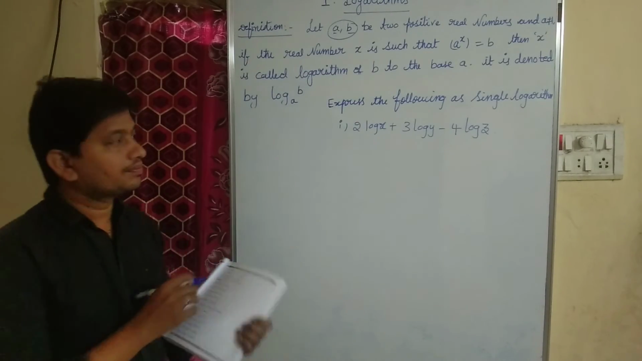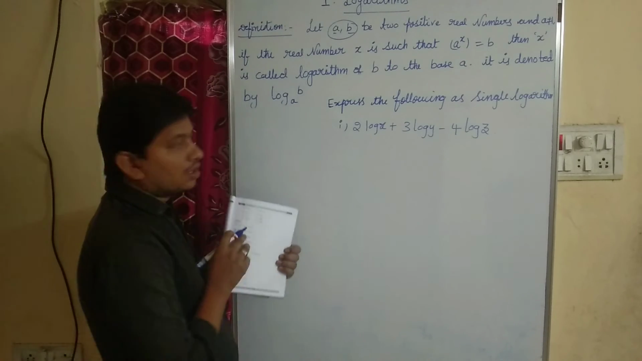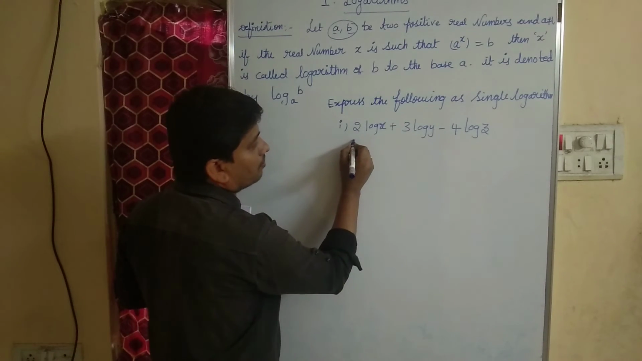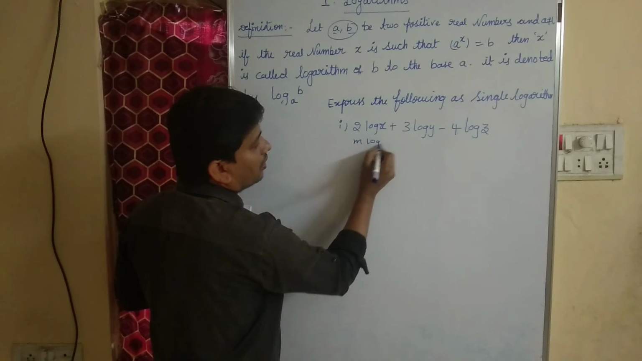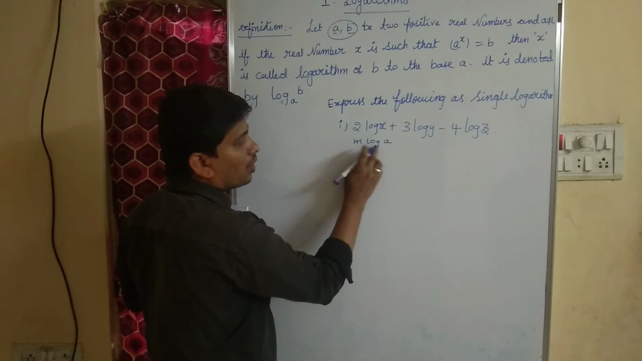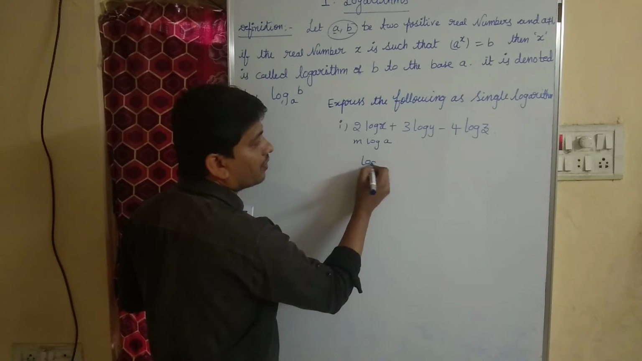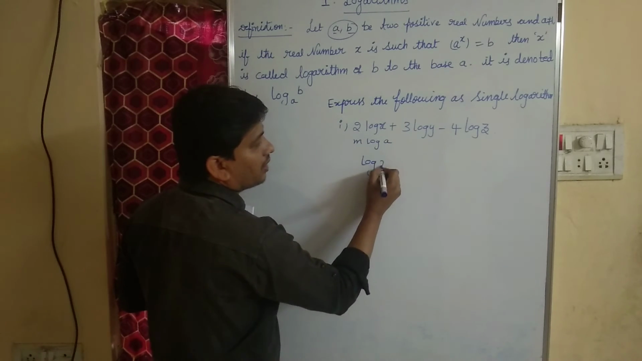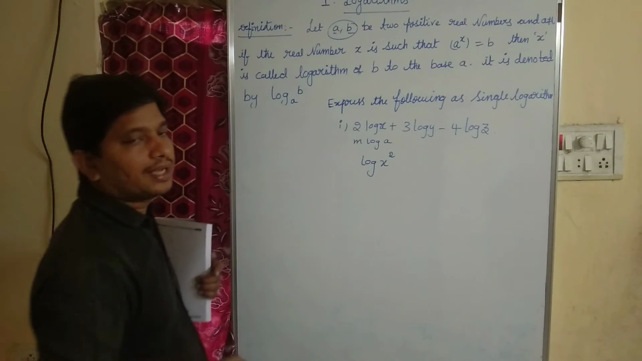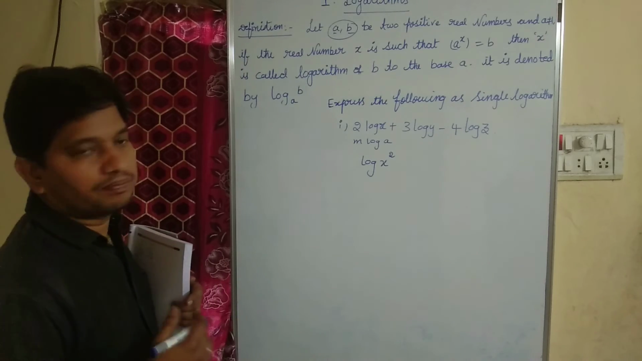If you observe this, here 2 log x, which is in the form of m log a. How can I write as m log a? I can write as log a to the power m. A is nothing but x, m is nothing but 2. I can write as log x square. M log a I can write as log a to the power of m.